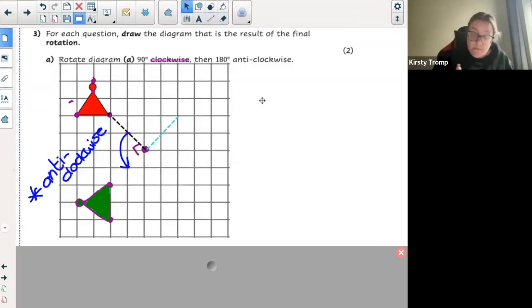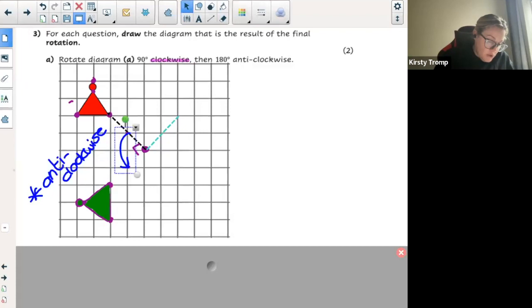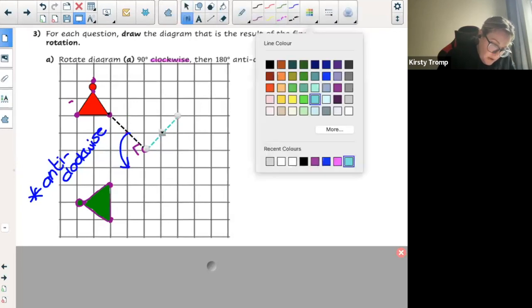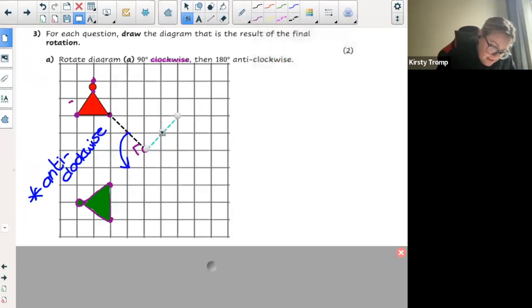Remember, what did we say before? From the point where the triangle was, to the point of the triangle was 1, 2 spaces. So this new point is going to be 1, 2 spaces. So here we go. We're going to draw it, and it's going to be 1, 2 spaces.